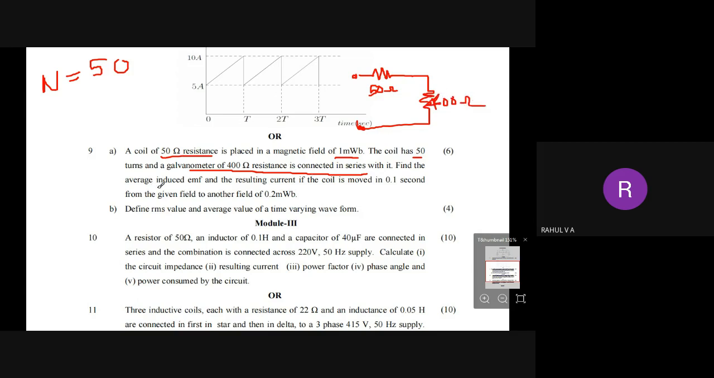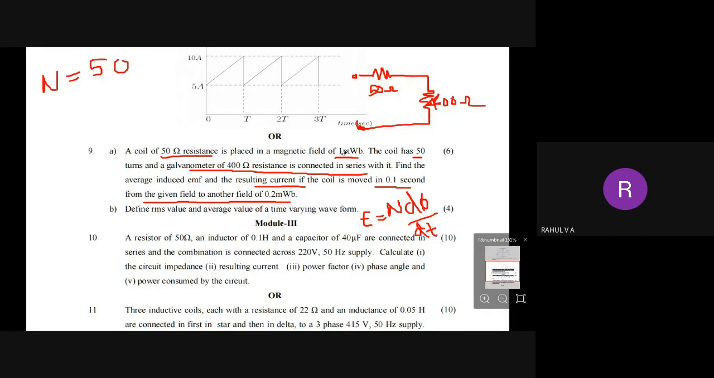Find the average induced EMF and the resulting current if the coil is moved in 0.1 second from the given field to another field of 0.2 milliweber. Okay, so we have to find the induced EMF. What is the formula of induced EMF? E is equal to N d phi by dt. So this is the formula. Now, how to find this d phi by dt?